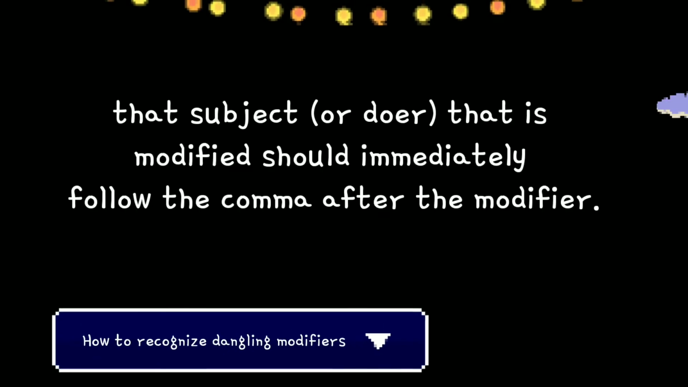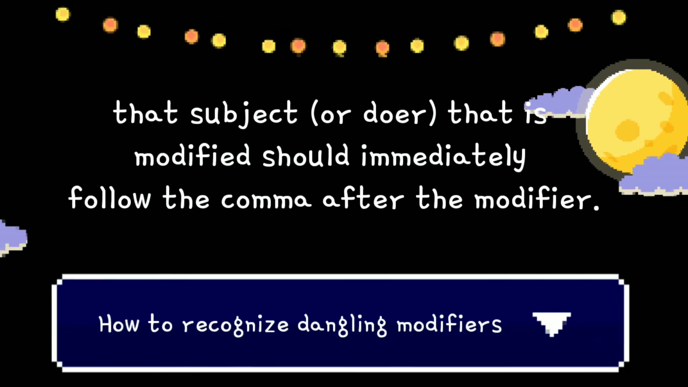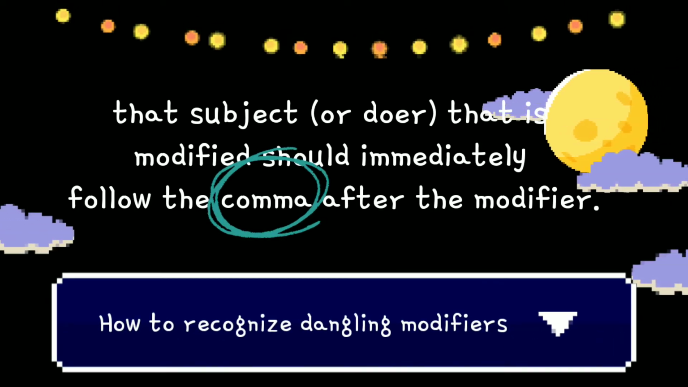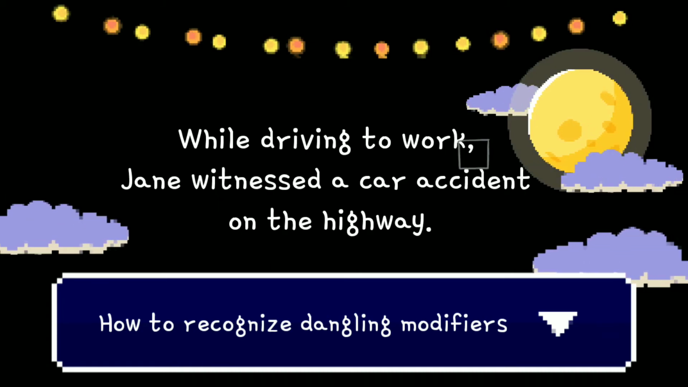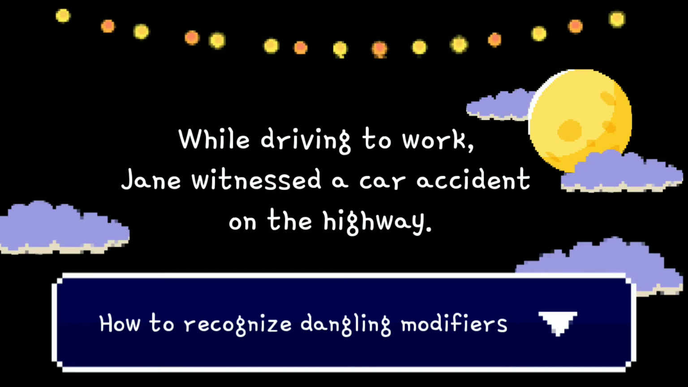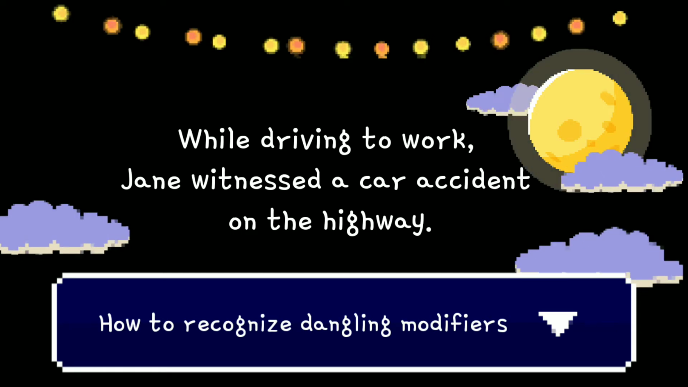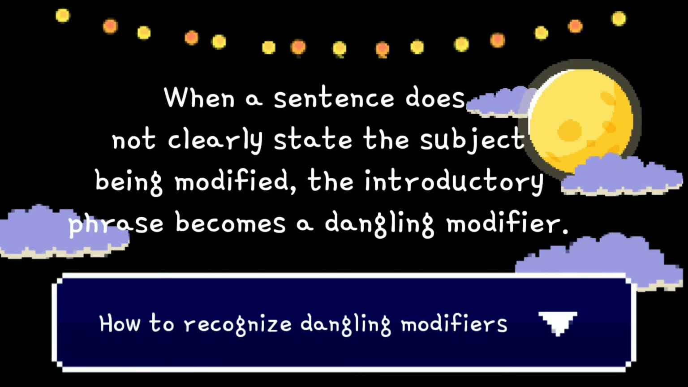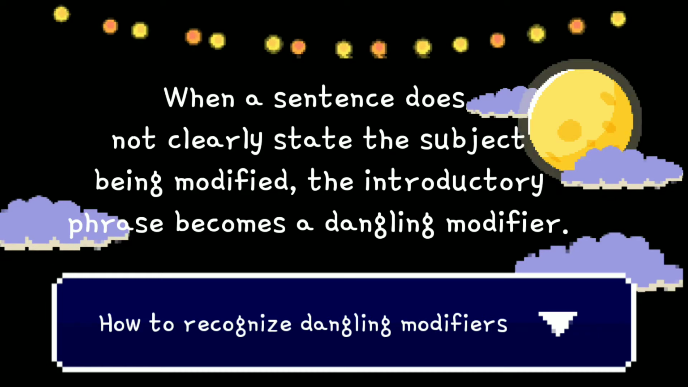How to recognize dangling modifiers? When recognizing dangling modifiers, the subject that is modified should immediately follow the modifier, with a comma after the modifier. For example, the introductory phrase modifies Jane, the subject of the main clause. While driving to work, comma, Jane witnessed a car accident on the highway. When the sentence does not clearly state the subject being modified, the introductory phrase becomes a dangling modifier.